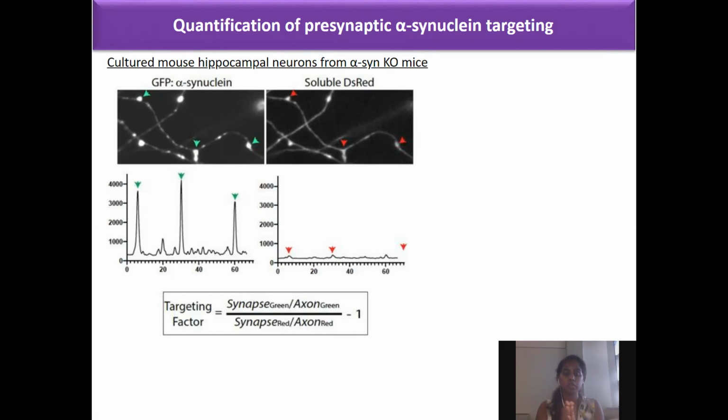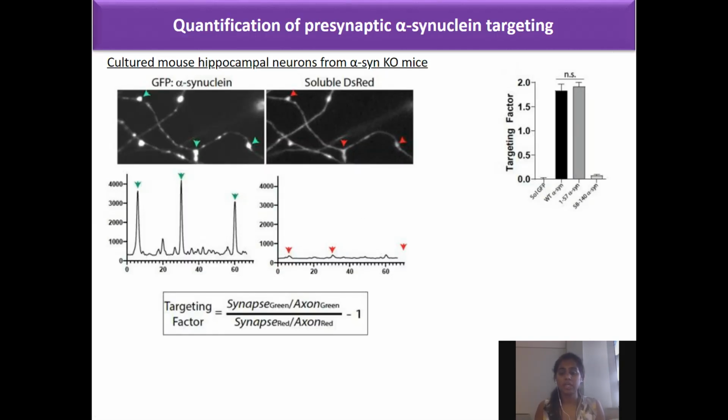We looked for fluorescent enrichment of the GFP signal in the bouton versus its neighboring axonal regions, and you can see that GFP alpha-synuclein accumulates in the boutons but not in the neighboring axonal regions, whereas the soluble DsRed, which is a volume filler, is uniform in both the bouton and the neighboring axonal regions. So below is the formula we used for calculating the targeting factor.